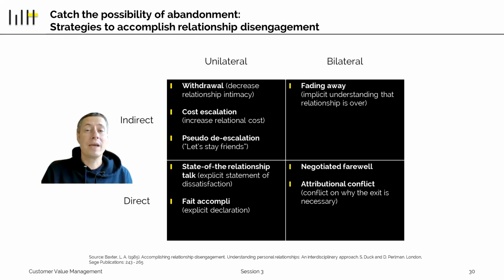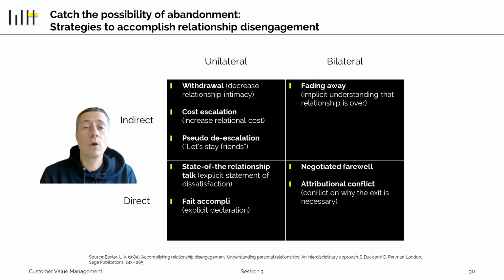Cost escalation. You try to make the relationship with you more costly. Customers have to wait longer in your call center when they call you when they are less profitable. This increases the cost of doing business with you because it takes more time to contact you, which probably incentivizes those customers to leave you and go to one of your competitors. Pseudo de-escalation. You tell them, you can't be my customer anymore, but probably we can find some other arrangement. Let's stay friends. So instead of ending the relationship, you try to transform the relationship into something else. And there are multiple other examples. Fait accompli, for example, which is you send an actual letter to the customer and tell the customer that you want to get rid of them.